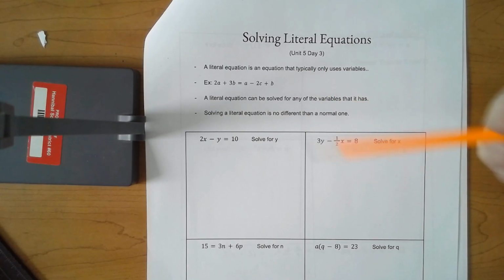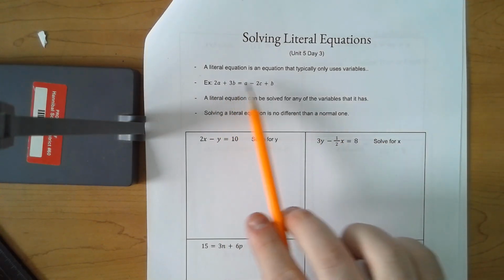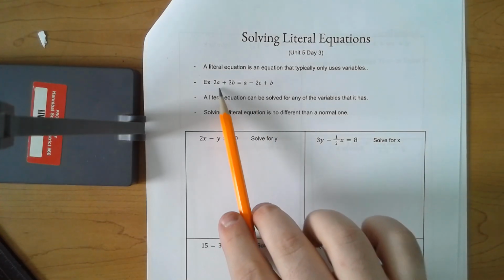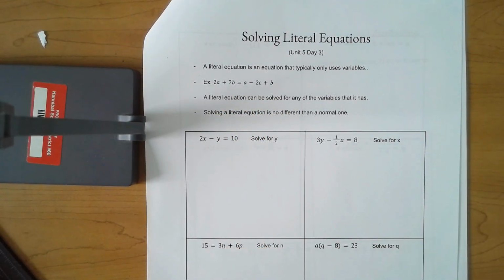You will see some coefficients, like for example, you have a 2, a 3, a 2. Those are coefficients, so they are numerical. But a literal equation is typically made up of only variables. So I have an A, a B, an A, a C, a B. And my goal is to solve these equations for certain variables.